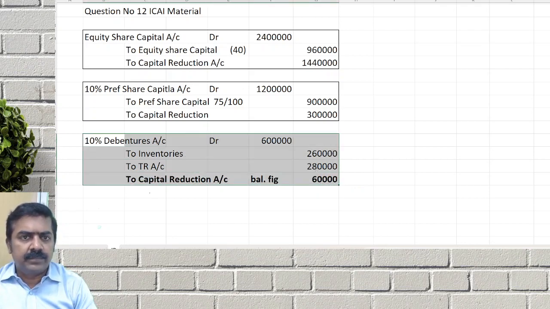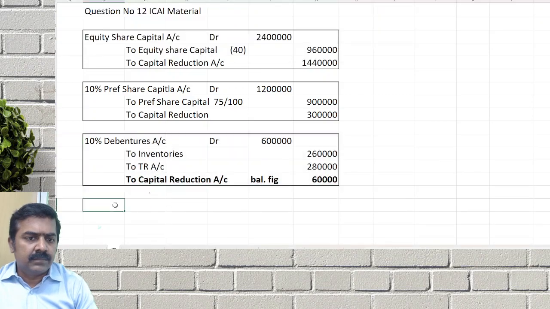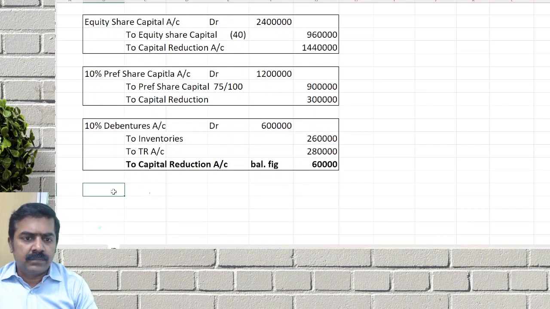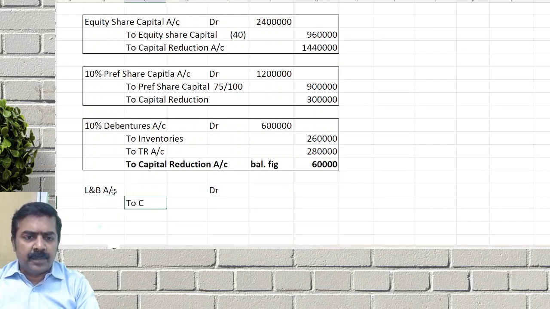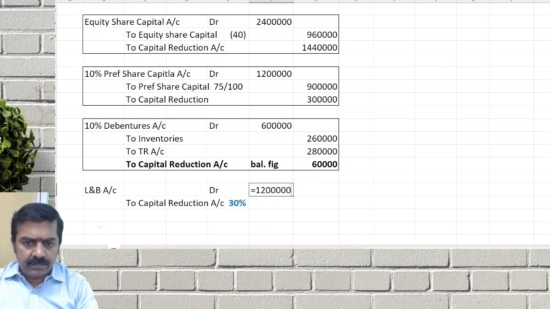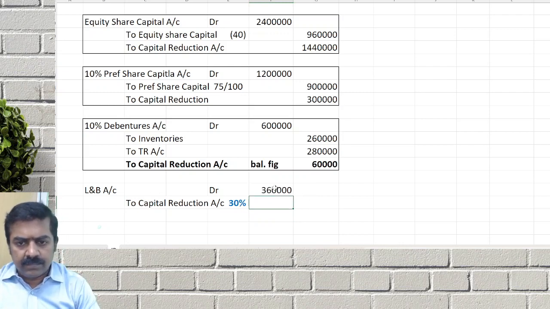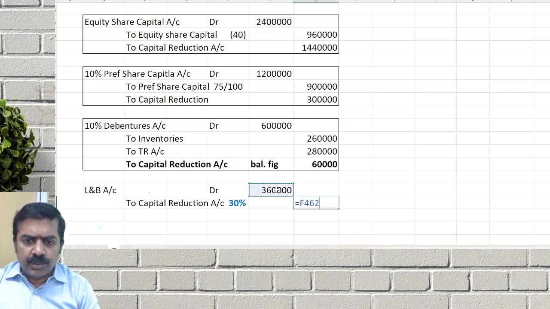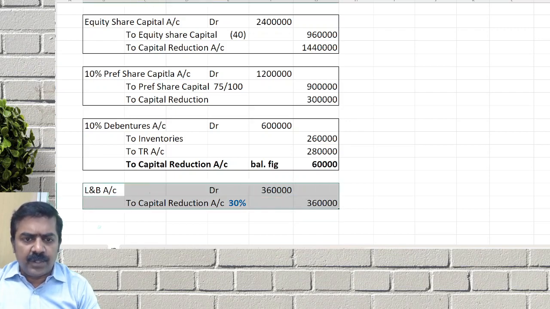Next, land and building appreciated by 30. So land and building account data are to capital reduction account. 12 lakhs plus 30. For now, just record the 30% appreciation. 12 lakhs. How much? It's a gain. So debit the asset, transfer it to which account? Capital reduction account.